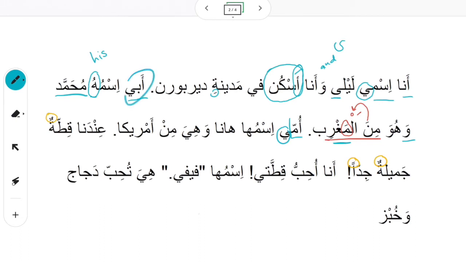أمي, so this is the word which means mother, and the ya here means mine. So my mom, so first we were talking about my dad, now we're talking about my mom. أمي اسمها هانا. Now notice here we have a ha, which is her. So in this one we said his name, and this one we're saying her name. اسمها هانا. وهي, and she is من أمريكا. She's from America.